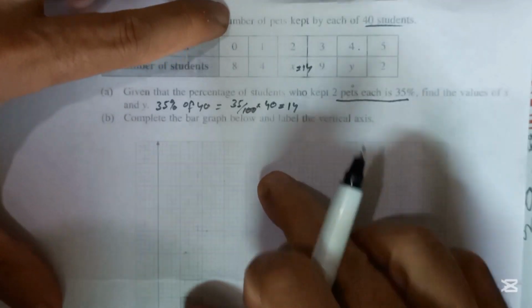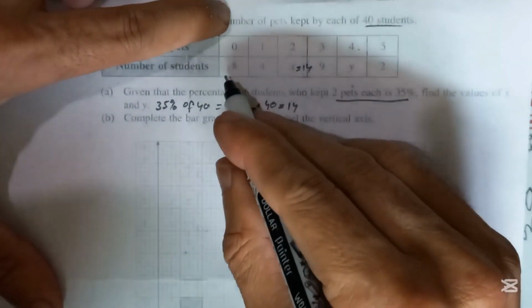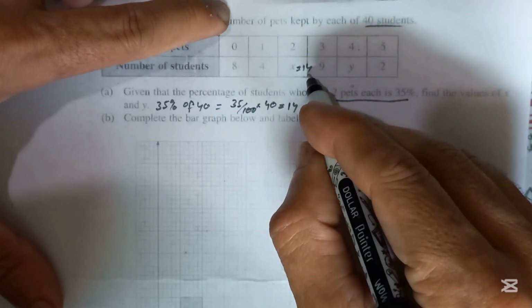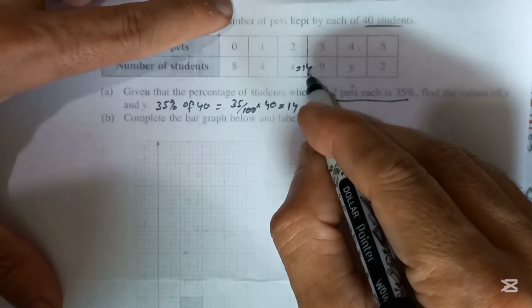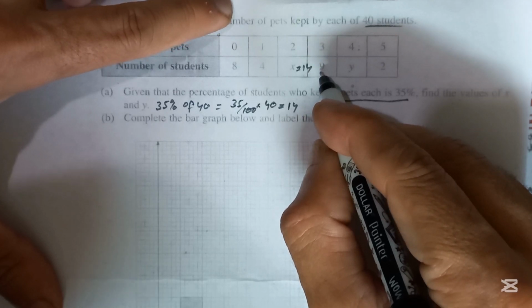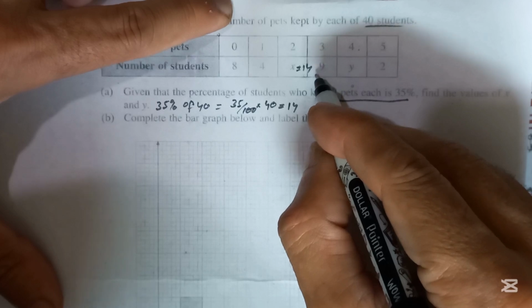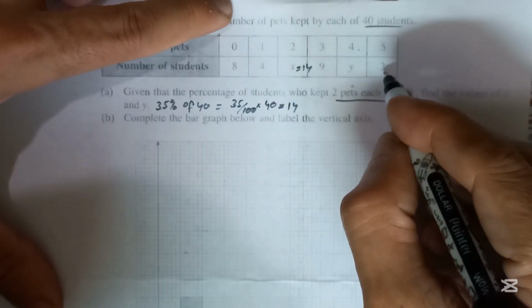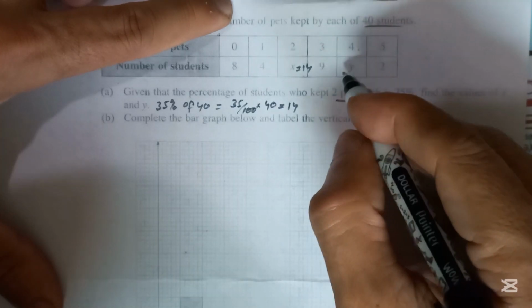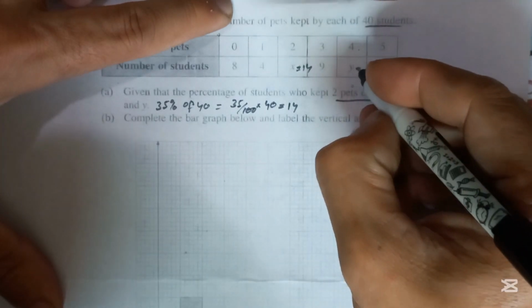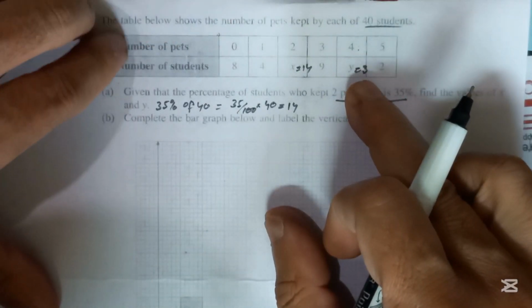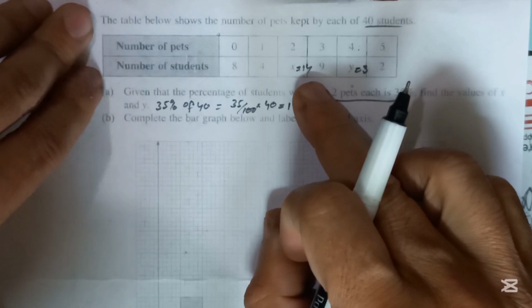So now solve it, add all these values: 8 plus 4, 12, 12 plus 12, 24, and 26, 26 plus 9, 35, plus 2, 37. So y will be equal to 3 to make it equal to 40. So y is 3 and x value is 14.